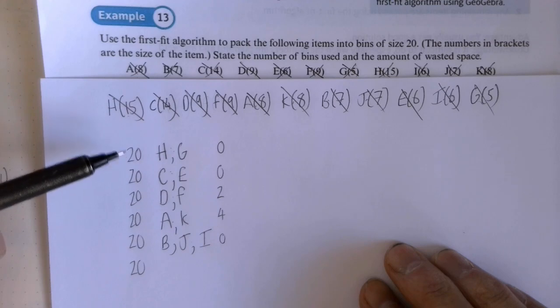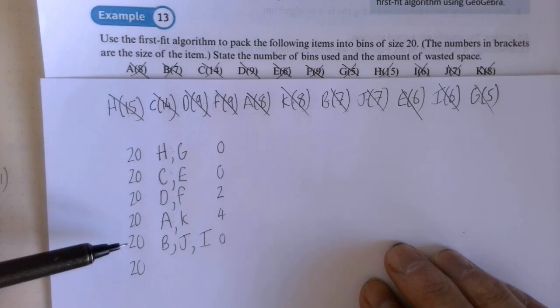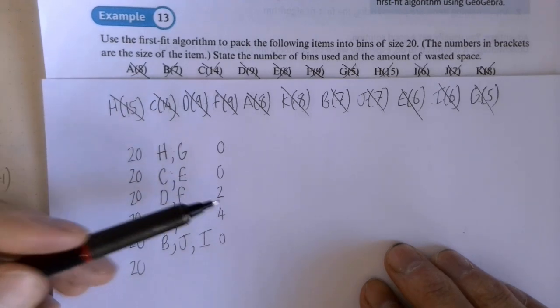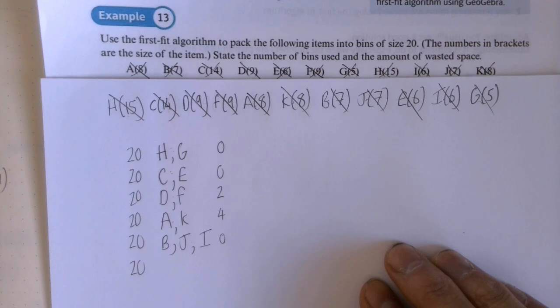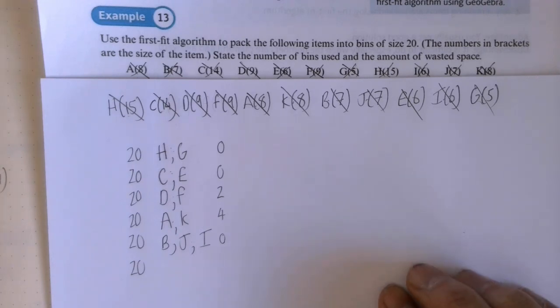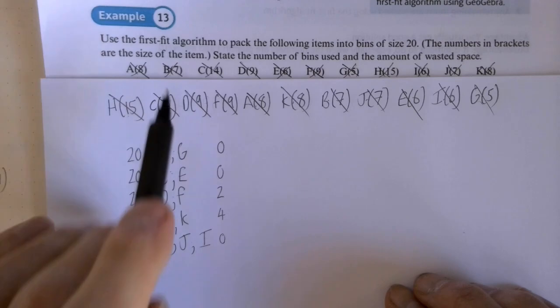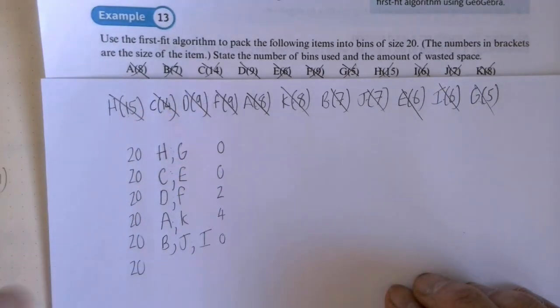Okay, so it's much more efficient, uses one less bin, and we've only got 6 units which are wasted. Again, it can't be used in every situation because you need to know everything you're going to be asked to pack in advance. But if you do have that luxury, it's a much more efficient way of going about it than to use first fit. Let's look at the third and final sort.